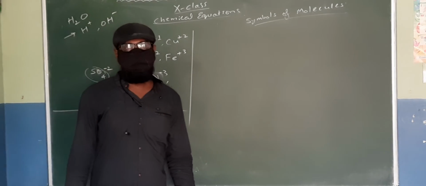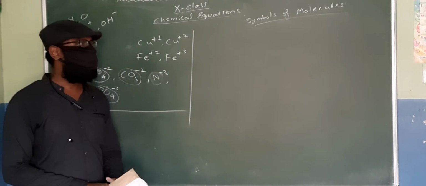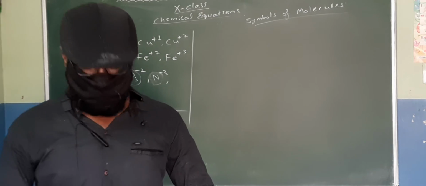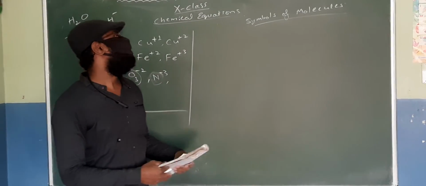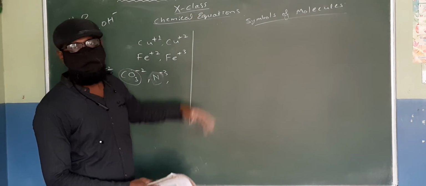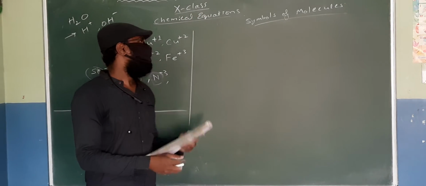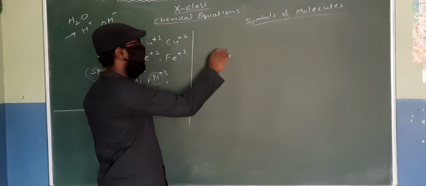Now since you have learned some symbols of cations and anions from the 9th class textbook, the page I have shown you, we are going to continue to practice writing some symbols of molecules, because those molecules in turn have to be used in writing the chemical equations. This is simply a little bit of revision of what we have learned in the 9th class.